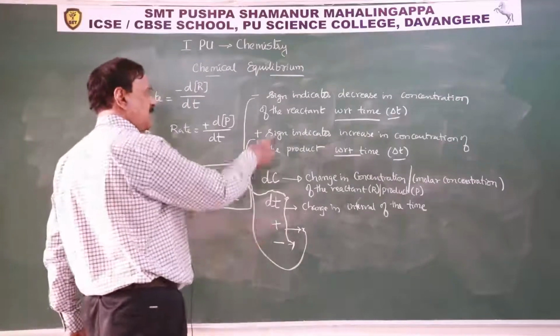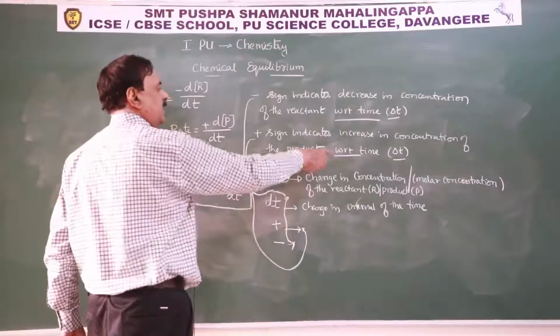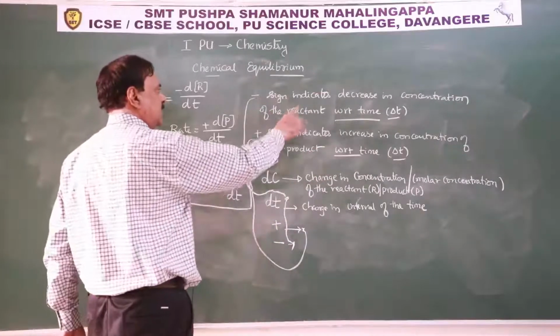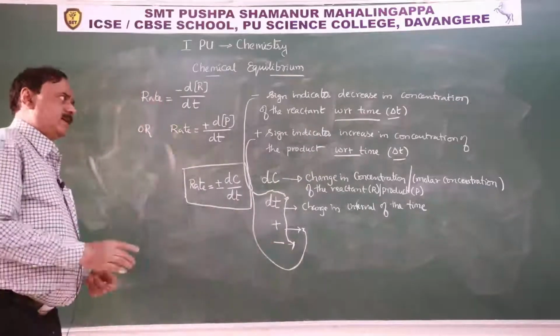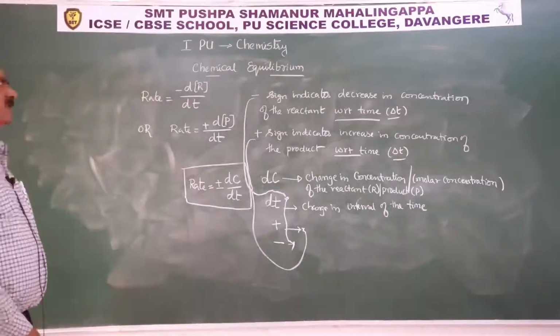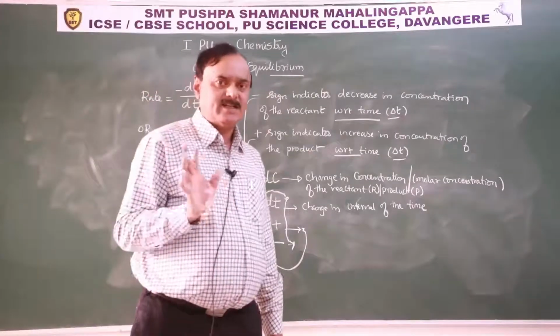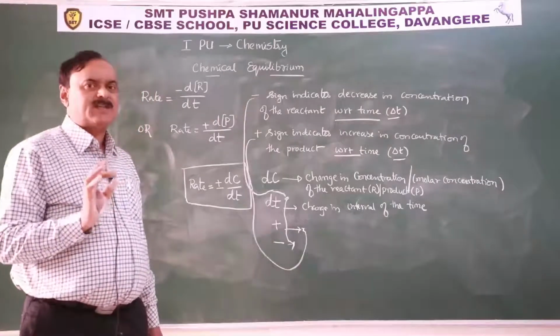Plus sign already explained here. Plus sign indicates increase in concentration of the product with respect to time, that is delta t. Minus sign indicates the decrease in concentration of the reactant with respect to delta t. This is about the symbolical significance of plus, minus, dc and dt. This is very important. Now what about velocity or rate of a chemical reaction?